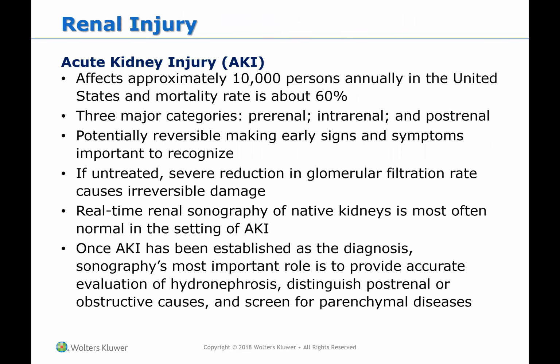So acute kidney injury affects approximately 10,000 people and the mortality rate is 60%. There are three major categories: pre-renal, intrarenal, and post-renal. It's potentially reversible. If untreated, though, severe reduction in glomerular filtration rate causes irreversible damage.